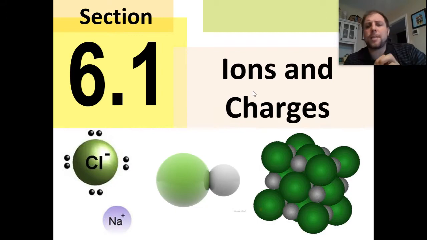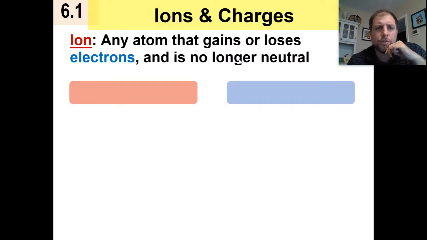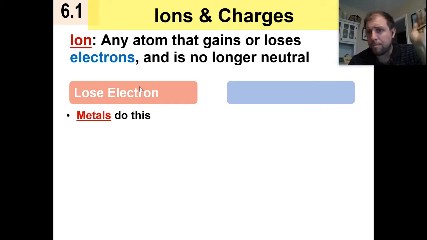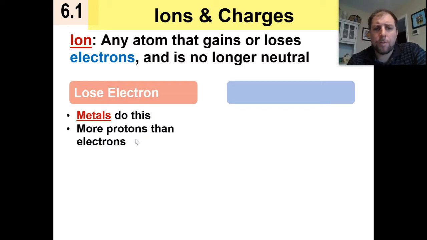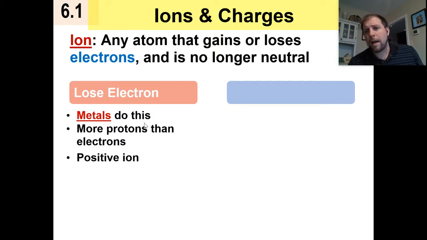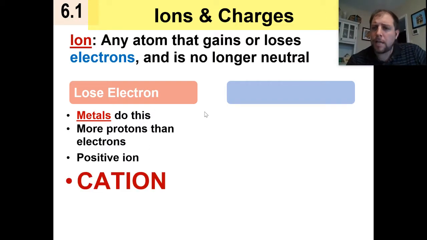So we're starting with the basics, ions and charges. We started off with some ion talk at the beginning of the last unit. Let's review the essentials. An ion is any atom that gains or loses electrons and is no longer neutral. For example, atoms that lose electrons are metals. Metals give up their outermost electrons, and as a result they end up with more protons than electrons. If you have more protons than electrons, you are positive. So metals form positive ions because they give up electrons. We call these positive ions cations, because cats are meow positive.